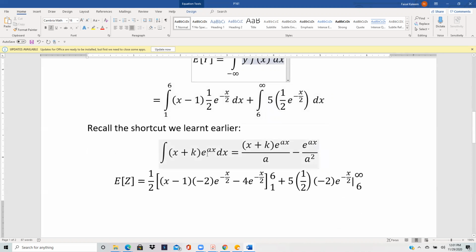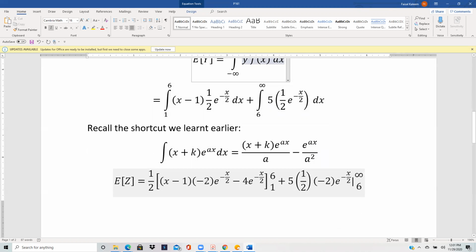Now recall, we earlier learned the shortcut for integration by parts of this form. If we have x plus k times e to the ax, it integrates to this. So we'll pull the half out, and the x plus k is x minus 1. Then we have e to the negative x by 2 divided by a. So a here is negative half, and when you divide by negative half, you get negative 2 as a multiple.